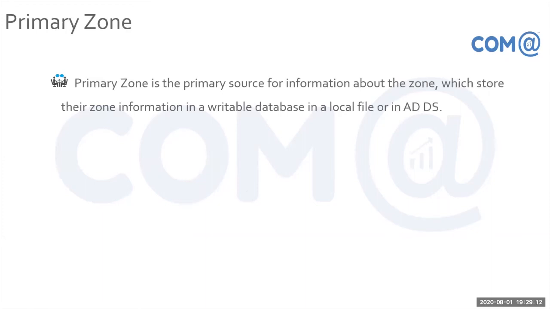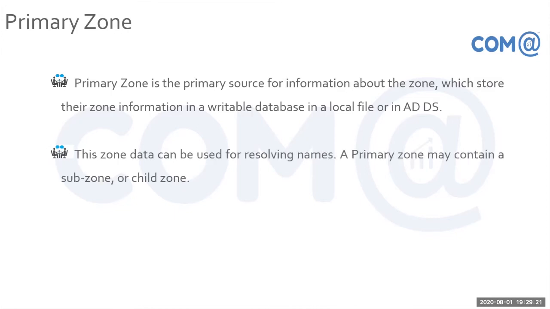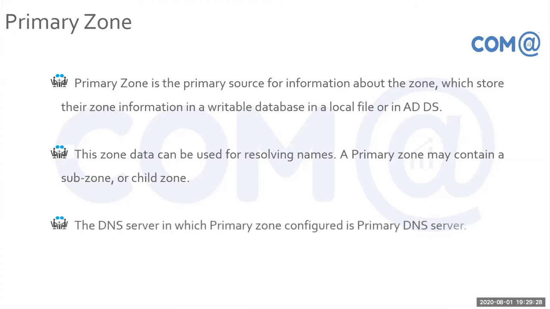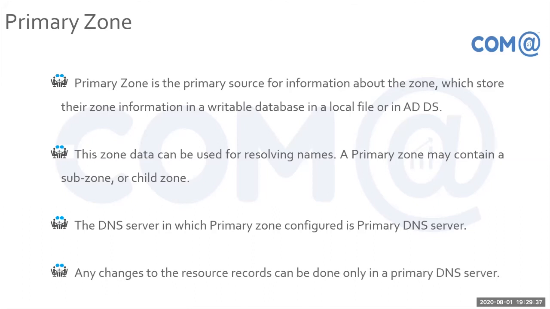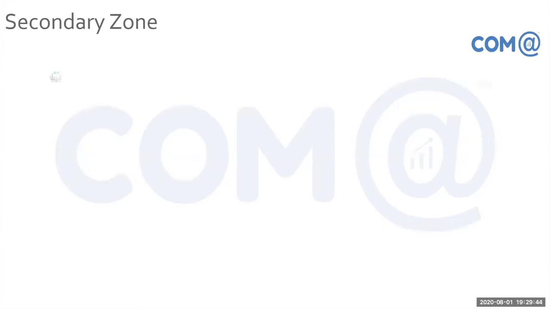The primary zone is the primary source of information about the zone, which stores its zone information in a writable database in a local file or in Active Directory Domain Services. This zone data can be used for resolving names. A primary zone may contain a subzone or a child zone. The DNS server in which the primary zone is configured is the primary DNS server, and any changes to the resource records can be done only in the primary DNS server.